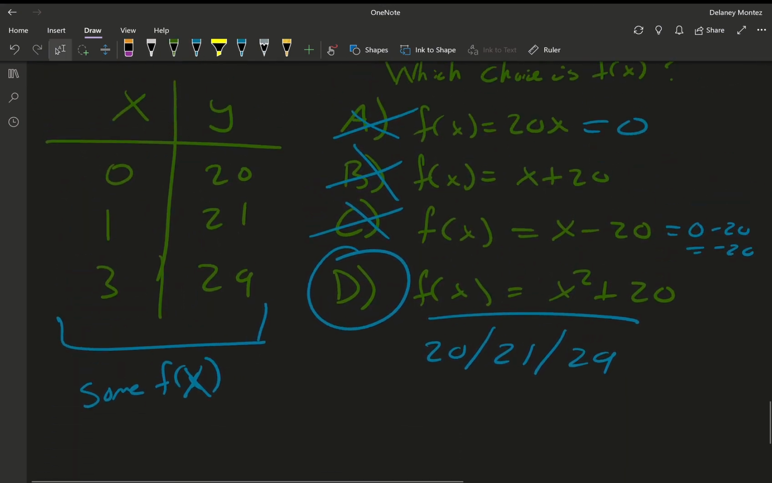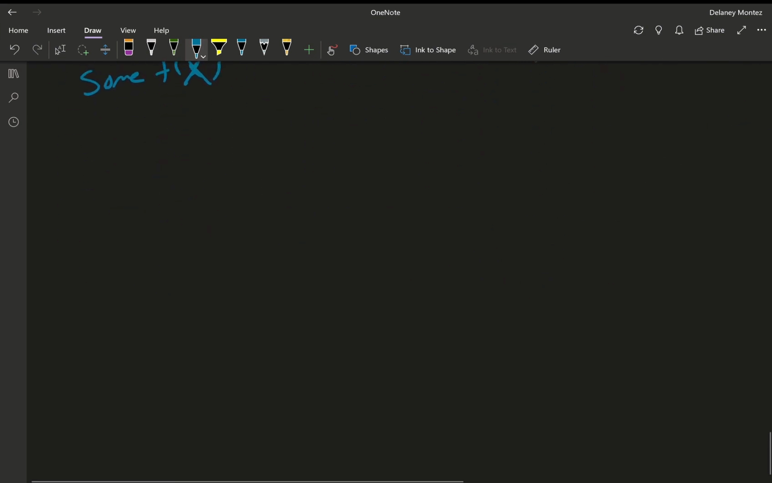So this is just a way of looking at the table of the function, the inputs and the outputs, matching them up. You want to just try to prove one can't be right. Because for example, B had them all, except when x was 3. So it's very close.